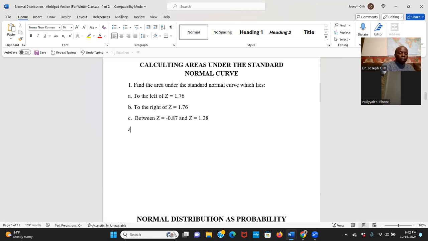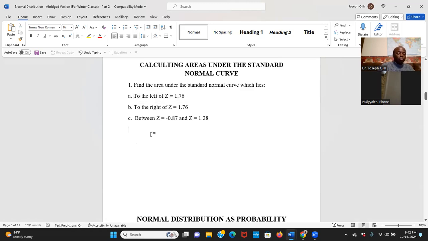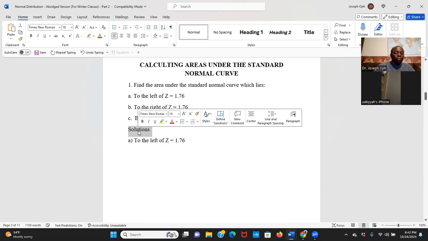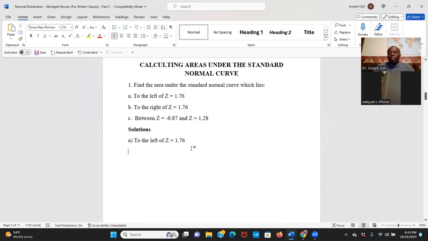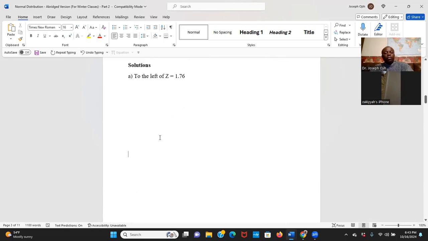A. I'm going to copy this A here because it's more visible right there. I would say solution. To the left of 1.76. The first thing to do is to draw the chart, and that's what I'm going to do. So you have 0 and 1.76.